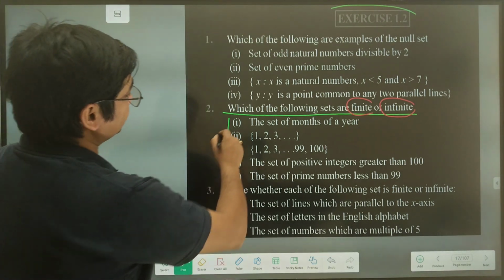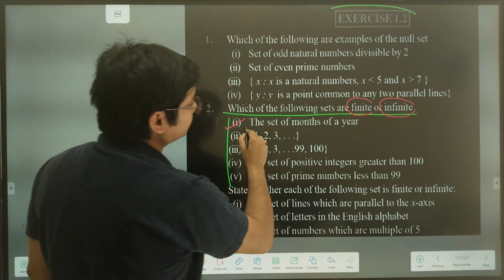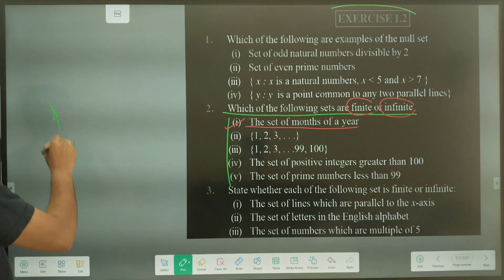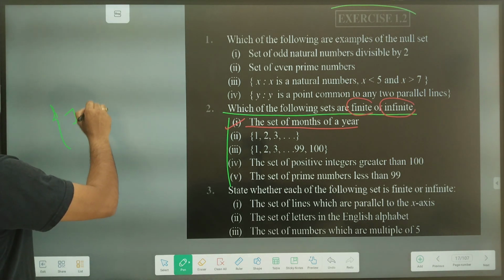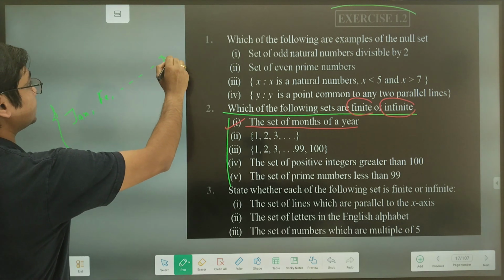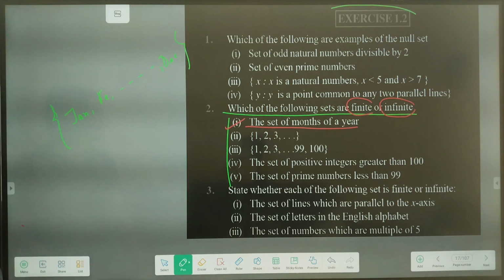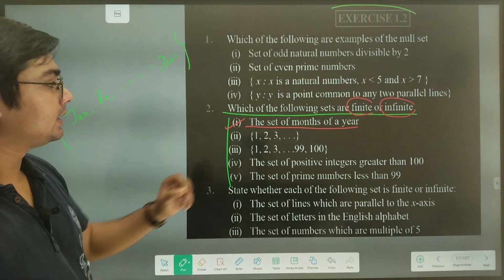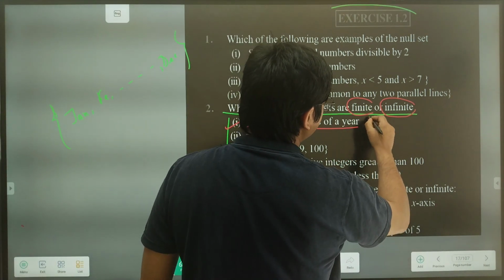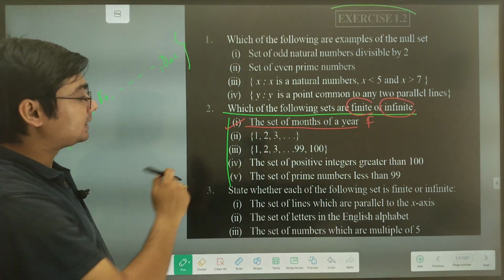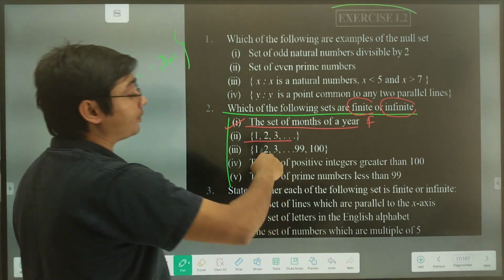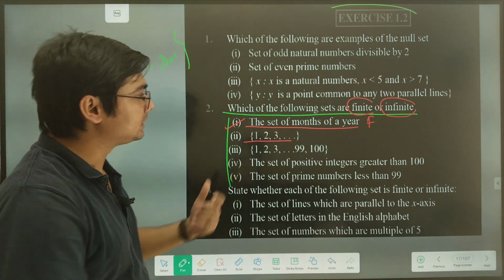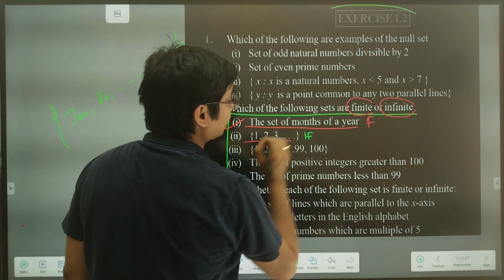In this question, the set of months of a year. If you collect all the months like January, February, up to December, there will be 12 elements because there are 12 months only. So a definite number of elements, so this set is finite. But the set 1, 2, 3, 4 and so on has an infinite number of elements, so this is an infinite set.